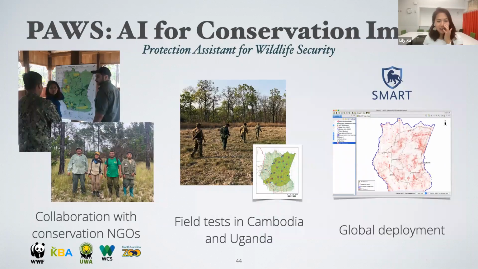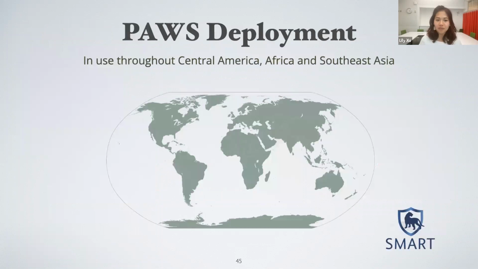But to zoom out, a high-level overview of my work from a deployment standpoint is all focused on AI for conservation impact through the PAWS system, which has involved close collaboration with conservation NGOs to really understand their problems and the constraints that they have, executing field tests in Cambodia and Uganda to ensure that the approaches that we propose are actually feasible on the ground, and then scaling up our impact through global deployment on existing conservation software such as SMART.